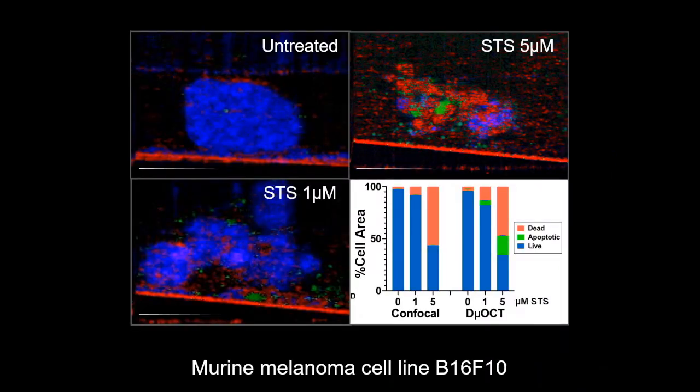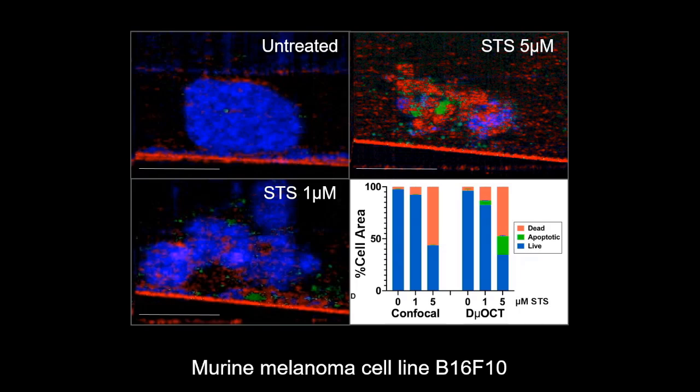We've validated this. One way we validated this is by looking at spheroids. The untreated spheroids are bright blue. But when we treat them with a chemotherapeutic agent, in this case staurosporine, you can see that the spheroid goes from blue to red and green. And we have compared that to the gold standard, which is Hoechst staining and propidium iodide staining of spheroids. And it's like a one-to-one correlation between our dynamic micro-OCT and the standard live dead assay.